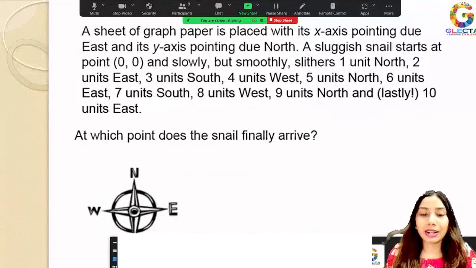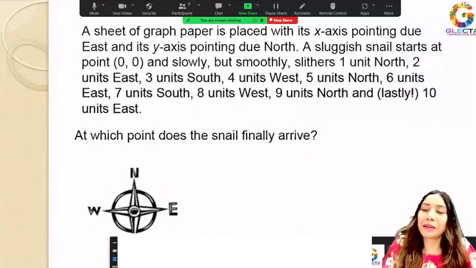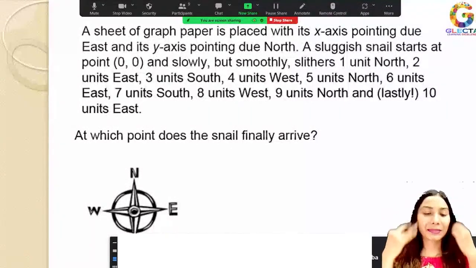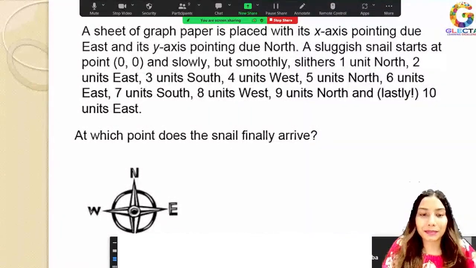Within 1 minute, maximum you can take 1.5 minutes. Your time is running.